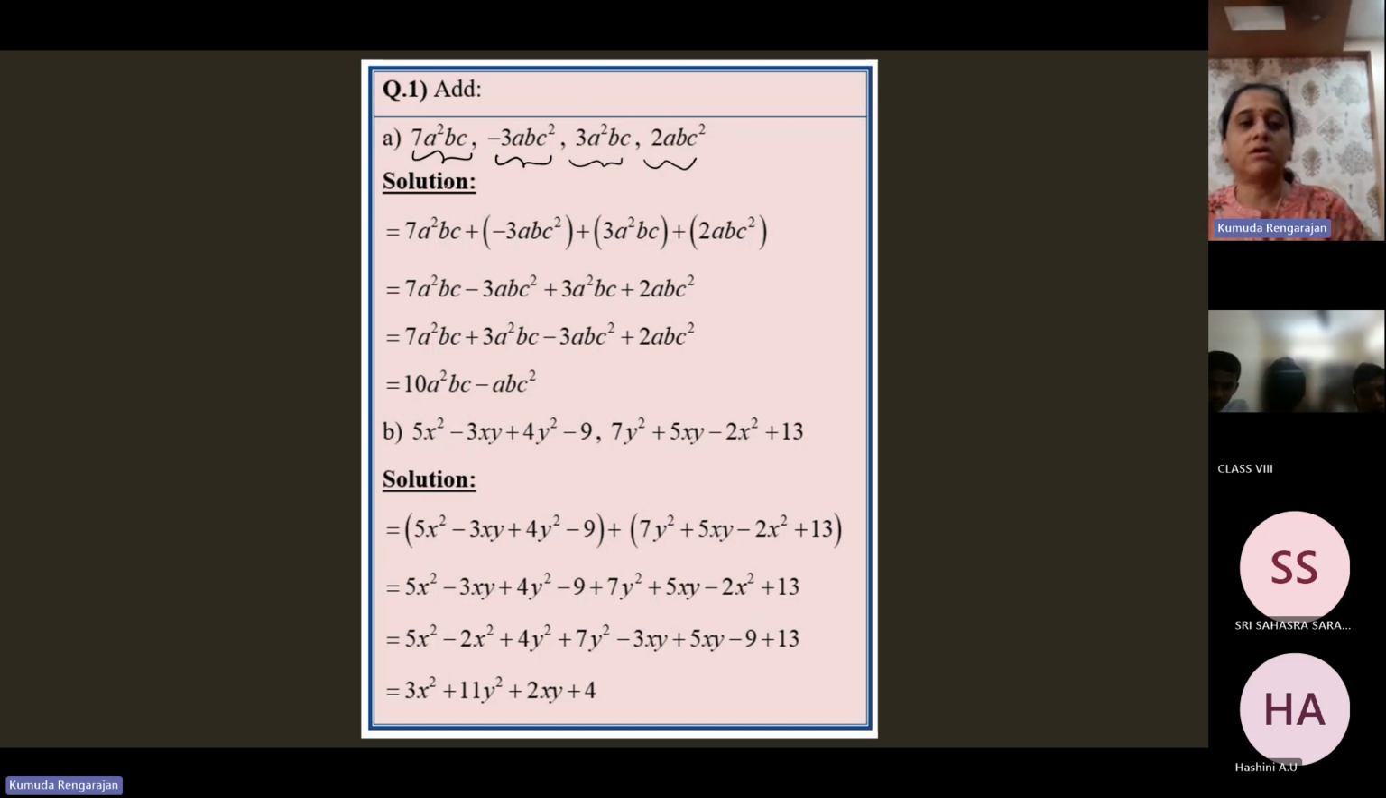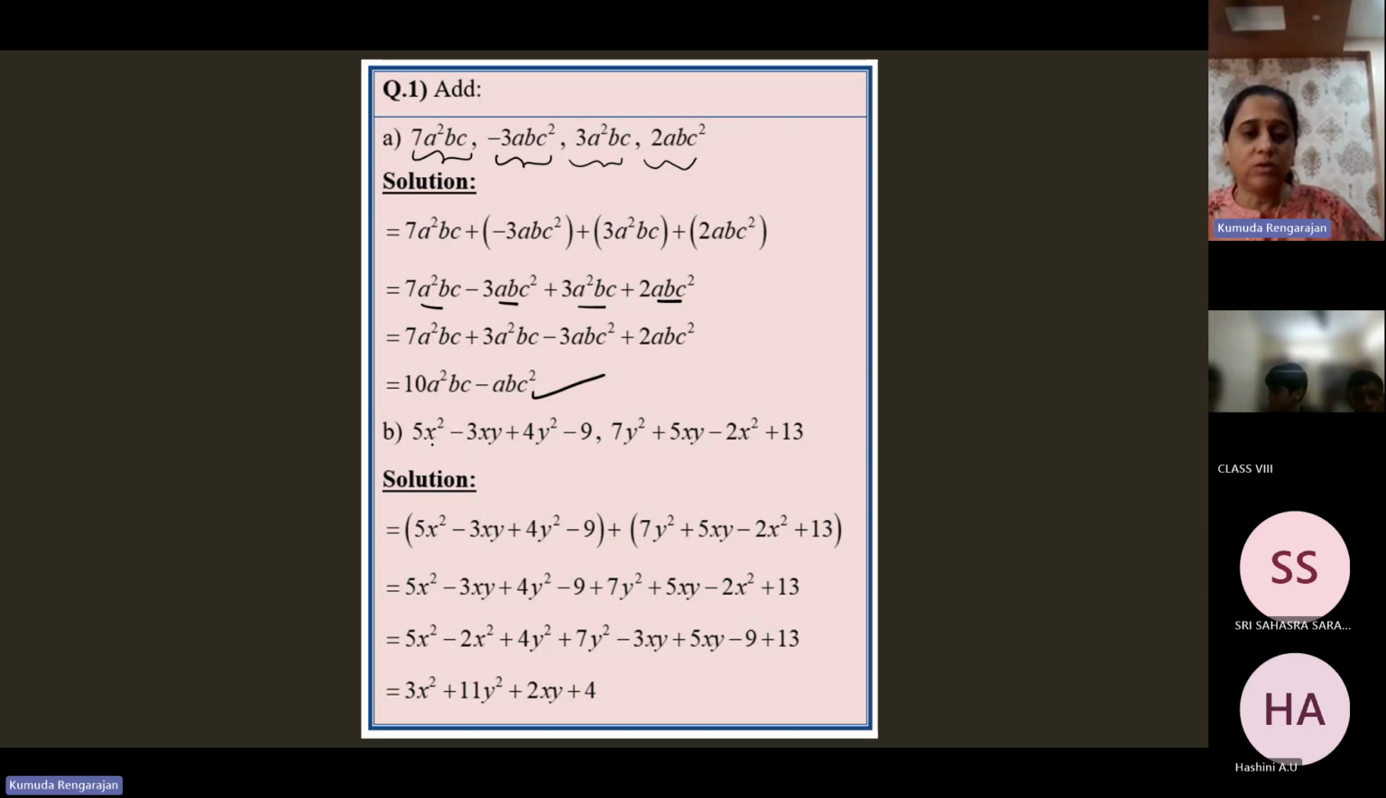So you should write all the terms in a bracket and connect them with a plus sign. And then you should add or subtract the like terms depending on the sign. Same signs, you'll add, different signs, subtract. So you have a square BC, a square BC, a B C square, a B C square. Okay, so you'll simplify the like terms and this is the result.